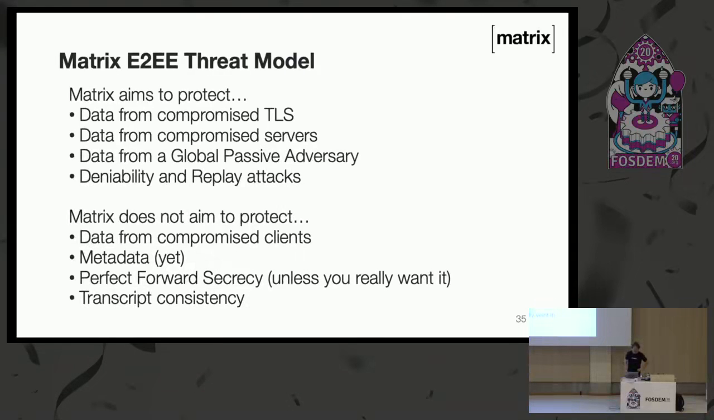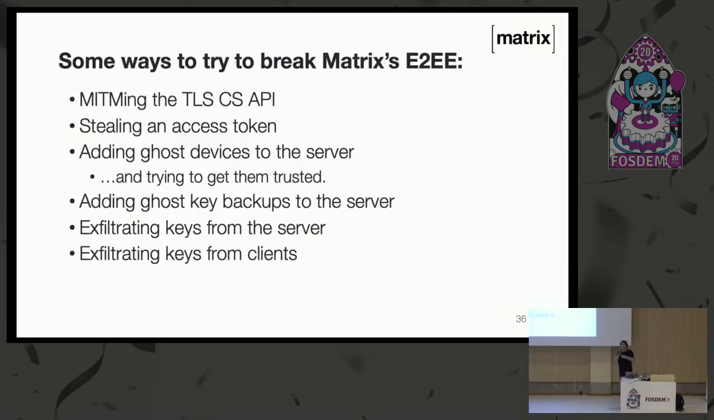You also don't get transcript consistency currently, which is not generally a massive concern, but the decentralized nature of Matrix means that it's okay for different people to have different views of a room because of a net split. So that could possibly be exploited by people like deliberately taking messages out of context, but it comes with the territory at the moment. So lots of ways we could attack this. We could man in the middle the CS API, we could steal an access token, we can try to add ghost devices and try to get them trusted, so fake devices.